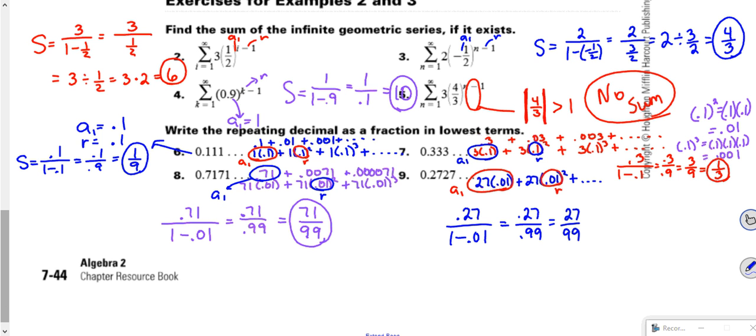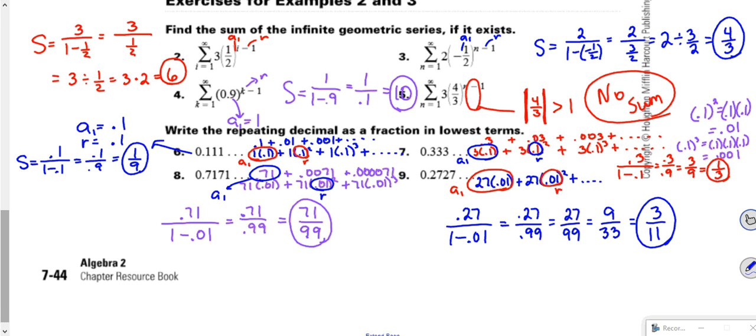I just quickly saw they're both divisible by 3. So that gives me 9 over 33. And then, both divisible by 3 again. I should have seen that the first one was divisible by 9. But anyway, you get 3/11. So that's how you turn repeating decimals into fractions using the formula for the infinite series sum.